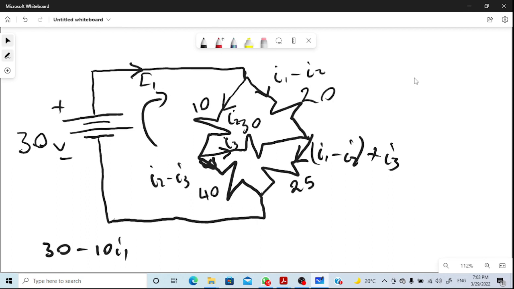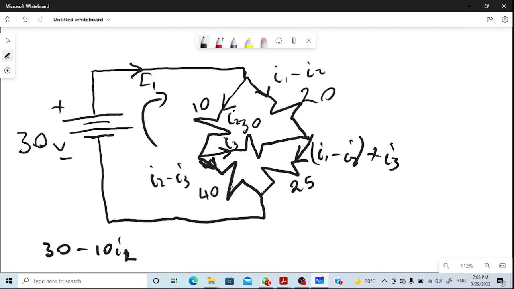Why am I going to minus 10? Wait a minute. No, here it's not I1, this is I2. Sorry, it's a mistake. Minus 10 I2, this is I2, just that I assigned this one as I1, hence I made a mistake. So it's 30 minus 10 I2.